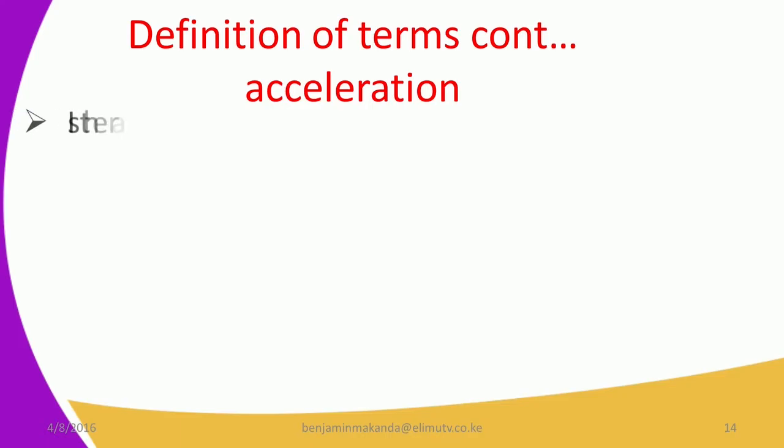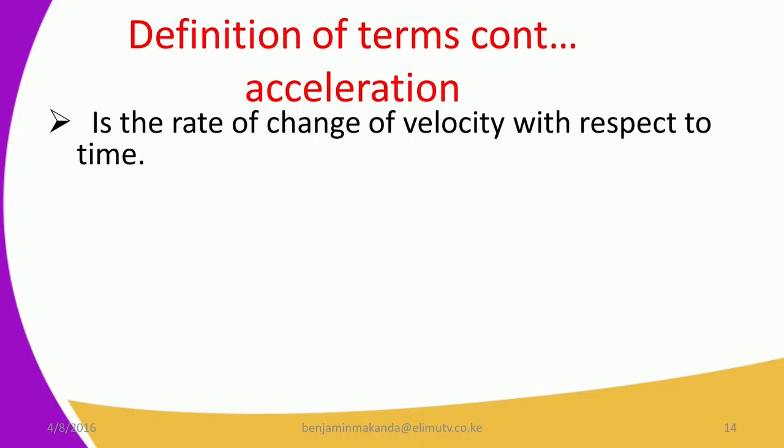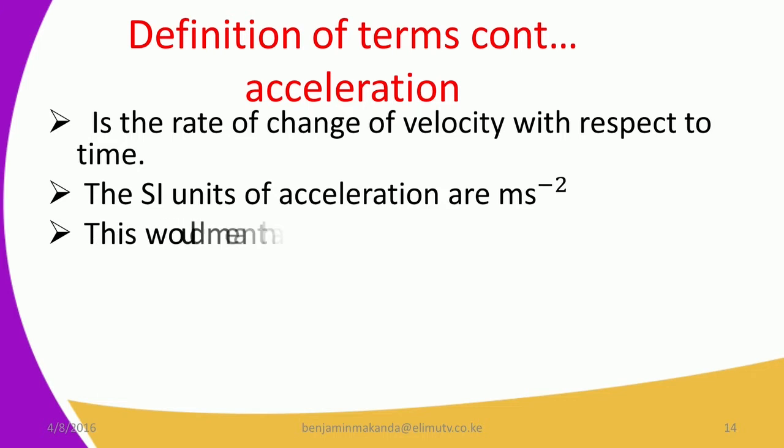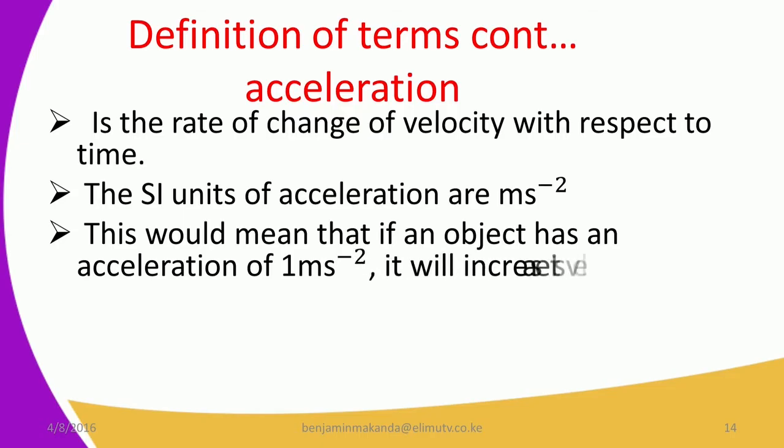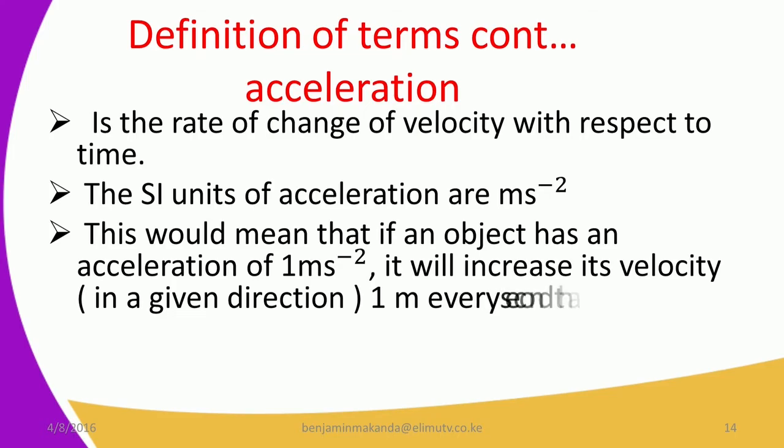Acceleration is the rate of change of velocity with respect to time. The SI unit of acceleration is meters per second squared. This would mean that if an object has an acceleration of 1 meter per second squared, it will increase its velocity by 1 meter per second every second as it accelerates in a given direction.